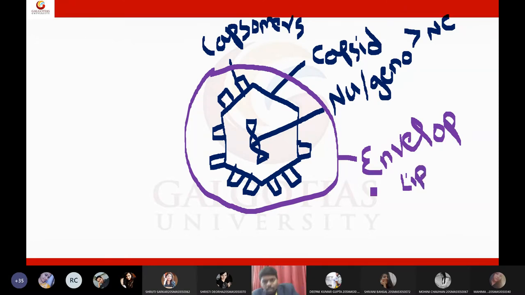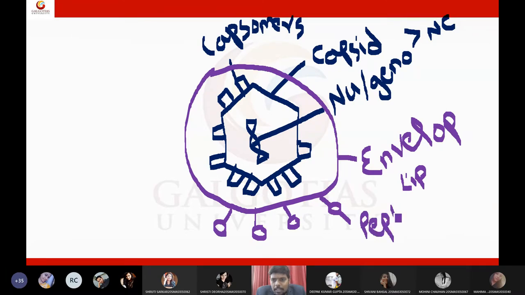This envelope also has certain small protein receptors. The protein receptors that belong to the envelope are called peplomers, P-E-P-L-O-M-E-R-S. The protein receptors of the nucleocapsid are called capsomers, whereas protein receptors present on the envelope are called peplomers. I hope by this you may have understood.